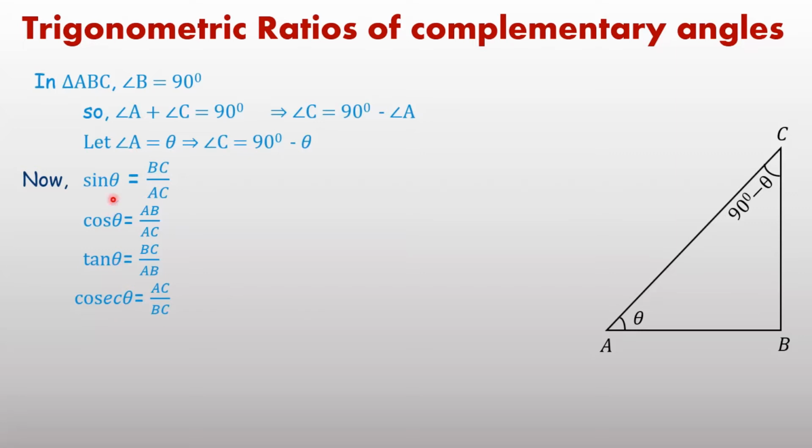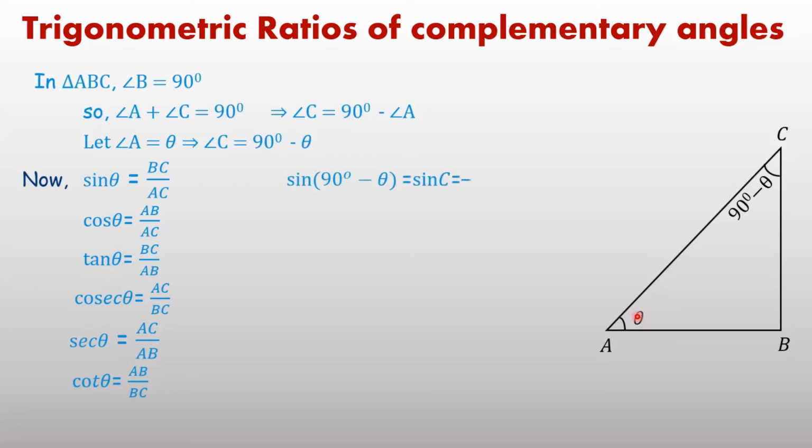Cosec theta is the reciprocal of sin theta. Since sin theta equals BC upon AC, therefore it is equal to AC upon BC. Sec theta is the reciprocal of cos theta, and the value of cos theta is AB upon AC, therefore sec theta is AC upon AB. And cot theta is the reciprocal of tan theta, therefore cot theta equals AB upon BC. In this pattern, for angle theta, we have written the values of sin theta, cos theta, tan theta, cosec theta, sec theta and cot theta.